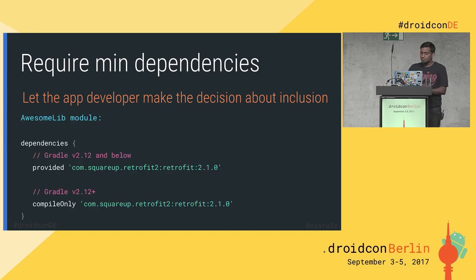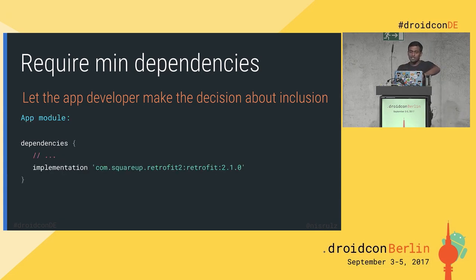So the way to do that is basically by using provided or compile only. Provided is now deprecated with the new Gradle 2.12 onwards. You can use compile only. What this basically does is that the dependency is not included in your library anymore. And compile only is saying that when the compilation happens, it will look for the classes at the time of compilation. It's not going to pre-compile these libraries along with the original library itself. So you do this on the library side, but on the app side, you actually include an implementation.